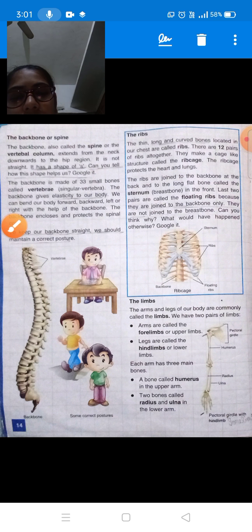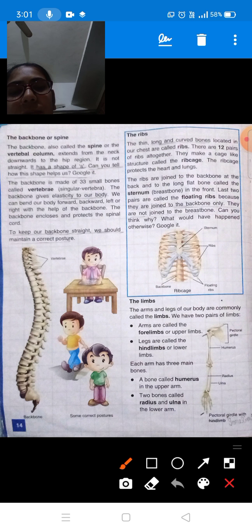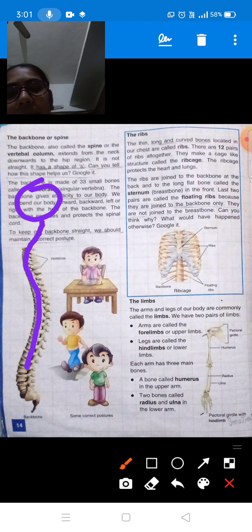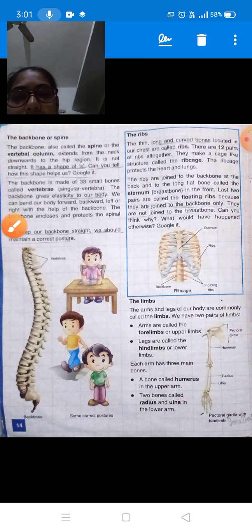Students, what is the spinal cord? I told you, it is the lowest part of the brain. The lower part of the brain continues up to the backbone region. The lower part of the brain comes out and goes through the hole in the middle of this vertebral column, so that these vertebrae protect the spinal cord. This is our brain and the lower part of the brain is called the spinal cord, which continues through the vertebral column, through the backbone. So the spinal cord passes through the backbone.